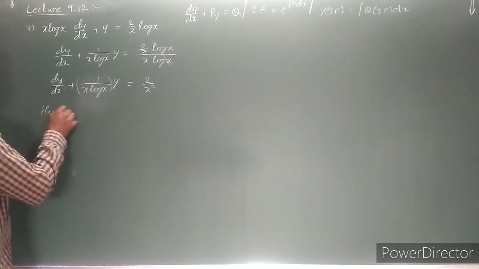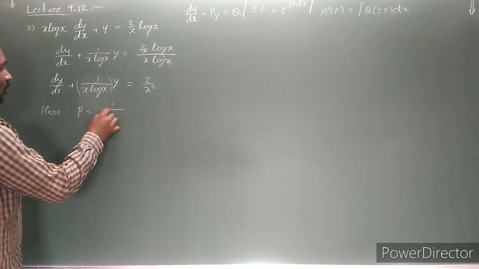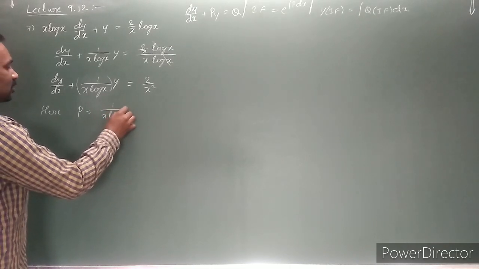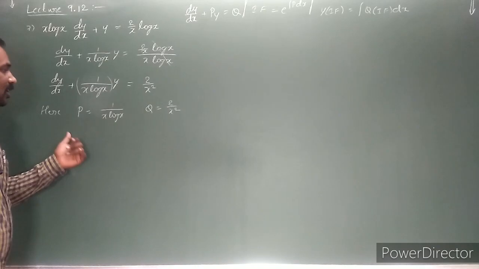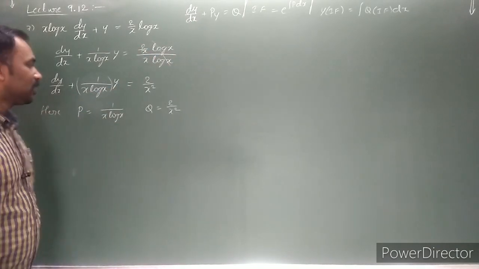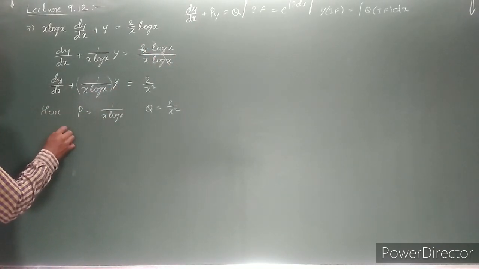So here I write that. What is the P value? 1 divided by x log x. What is the Q value? 2 divided by x squared. After getting the P and Q values, first of all we need to get the integrating factor. What is the integrating factor?